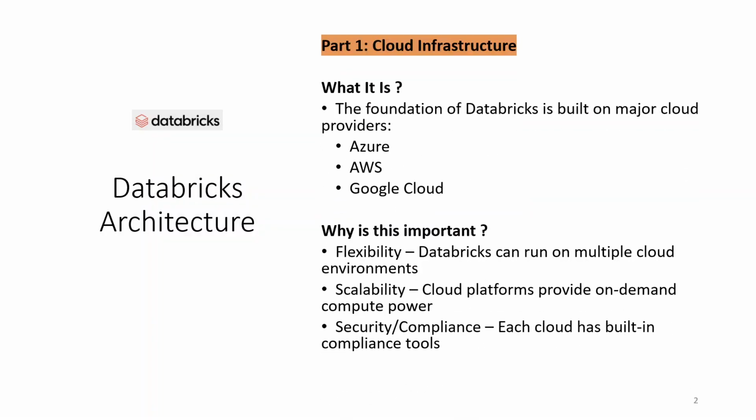So part one, which is the cloud infrastructure. What is it? It's the foundation of Databricks, which is built on major cloud providers such as Azure, AWS. Now, why is this important? Well, number one is flexibility. Databricks can run on multiple cloud environments. Scalability is the second one. Platforms provide on-demand compute power. And lastly, we've got security and compliance. So each cloud has its own built-in compliance tools.